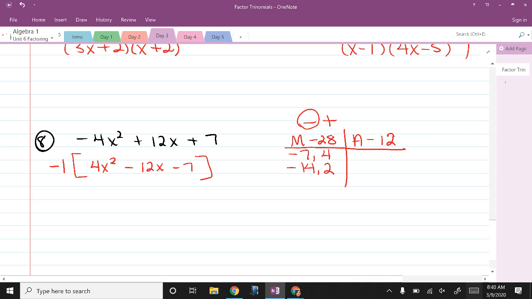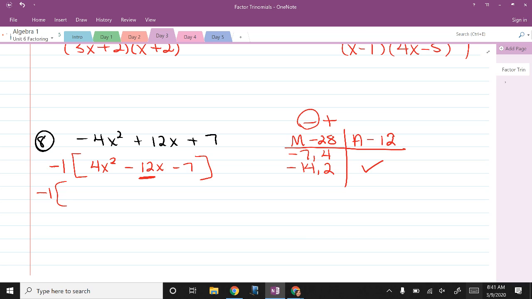-14, +2. Does that add to get -12? Yes. So what am I going to do with those 2 numbers? You are. So I'm going to split the middle with those 2, right? Okay, I'm going to split that -12x with those. So you got to keep your -1 outside with the brackets. If you don't keep that out there, your problem's not mathematically correct. And that's a big thing in math, is you got to stay mathematically correct from step to step to step.